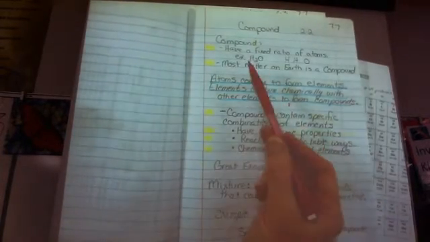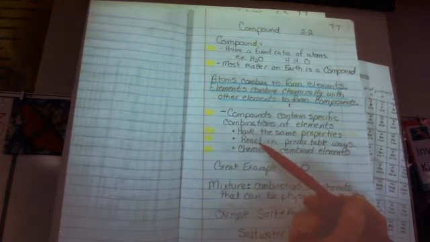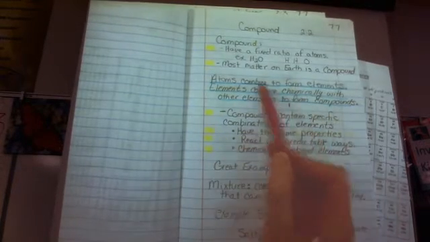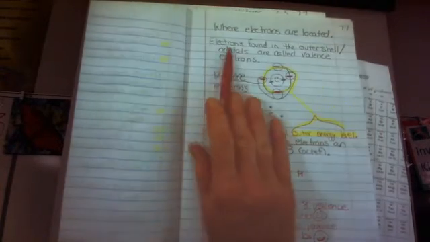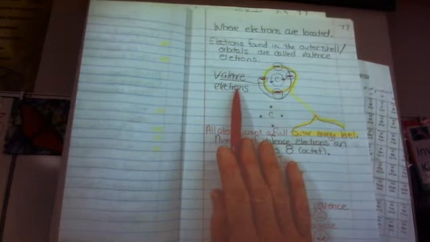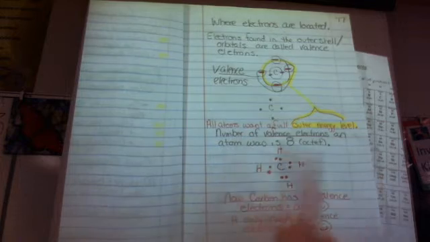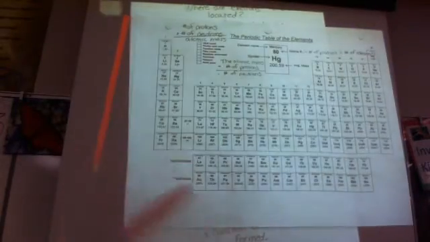Compounds, make sure you know what a compound is. What are the 6 things all compounds have in common? Be able to list those out, freestyle. Be able to fill in these blanks. Make sure you know where electrons are found, what those names are. Where are the valence electrons? What is that outer ring called, that outer shell? And then be able to do problems like your classwork today.